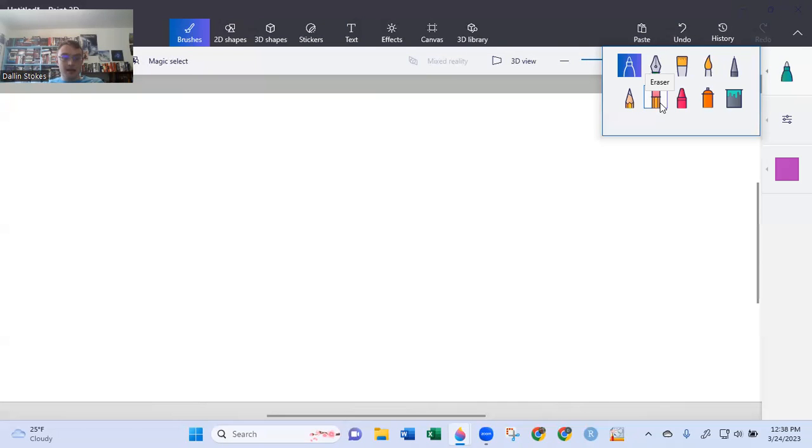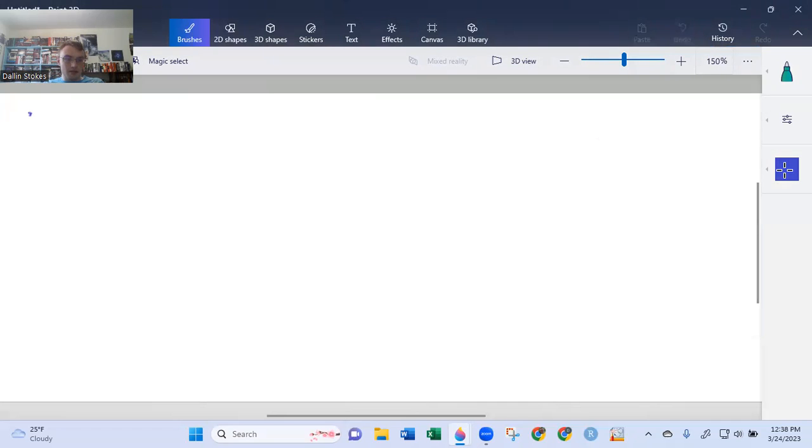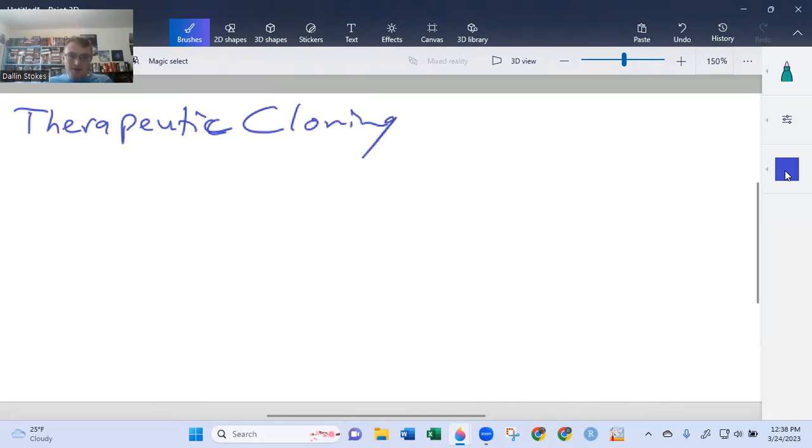This technique was not working. There we go. Okay. This technique here is called therapeutic cloning. Sorry, my computer's going a little slow here. Okay, therapeutic cloning. Now, I'll emphasize that this is not whole organism cloning.